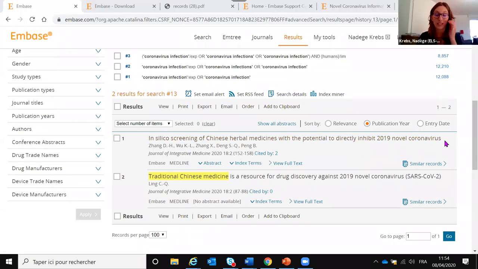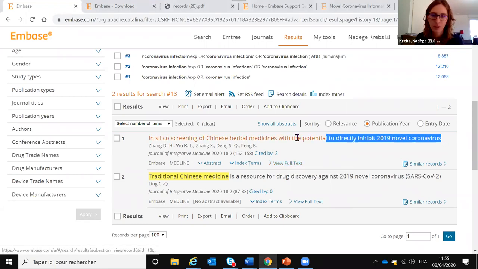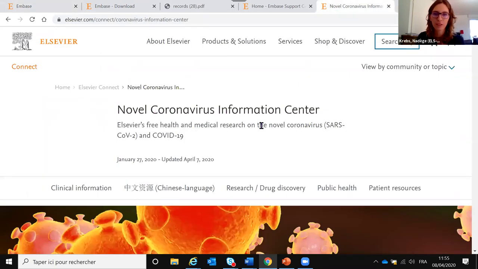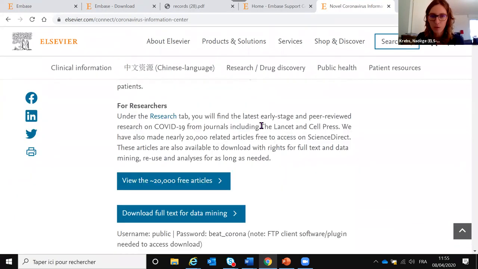when it's on the coronavirus topic, if you want to see the full text, normally you click on the full text, and it depends on your access in your country, in your institution. But for coronavirus, regardless of your country, your institution, and so on, Elsevier has set up a COVID center. So here I copied the title, and if I go to the Novel Coronavirus Information Center, it's on the Elsevier website, and it's free and it's available from anywhere.